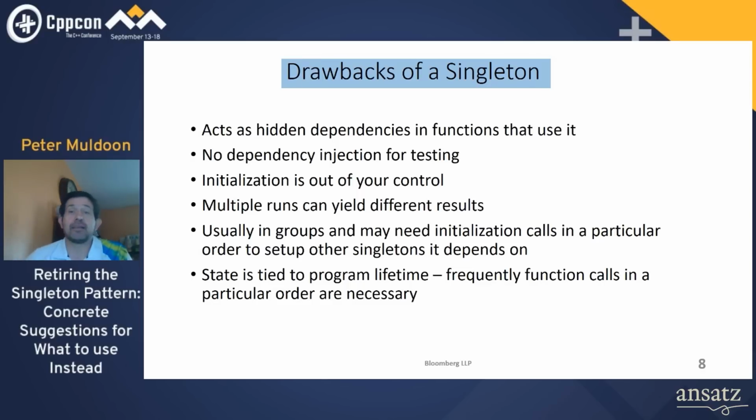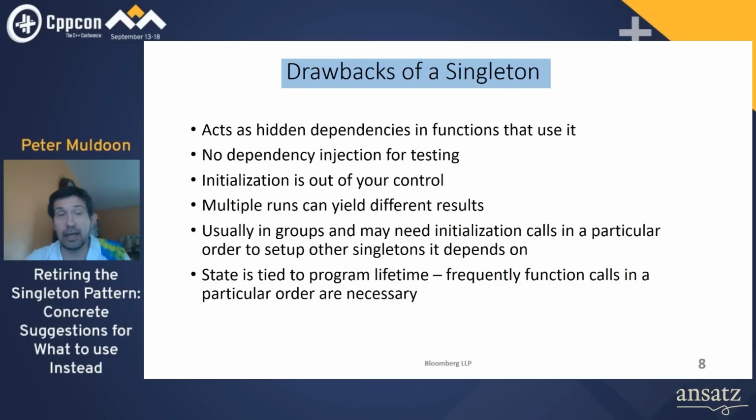So the drawbacks of a singleton, these are kind of well known. They act as hidden dependencies in functions that use them, because I can just reach for that instance function from anywhere. There's no apparent evidence looking at header files that there's a singleton in there. And because of that, there is no dependency injection for testing. So these things tend to not get tested, or they're sent off for systems testing only. So your QA department does it.